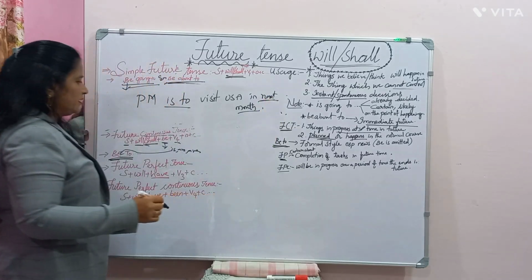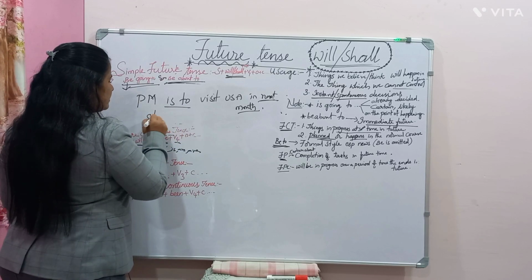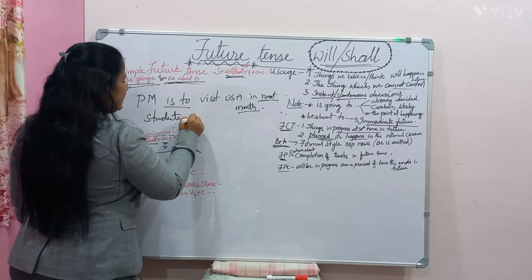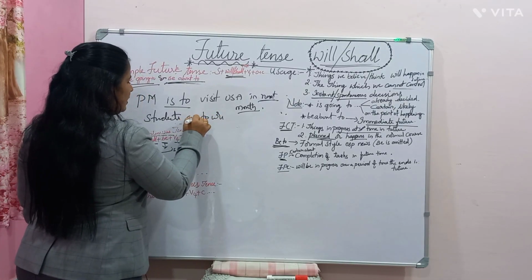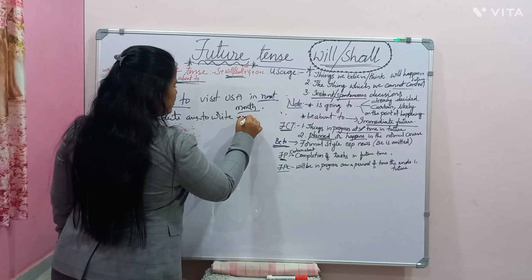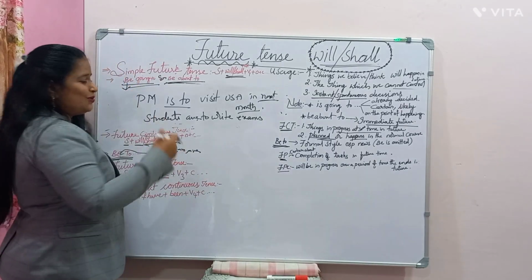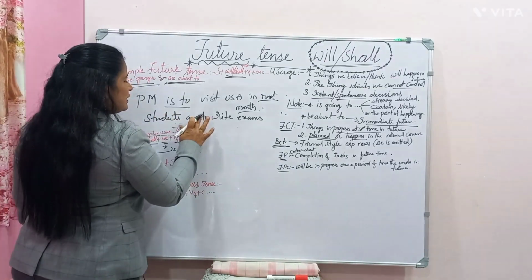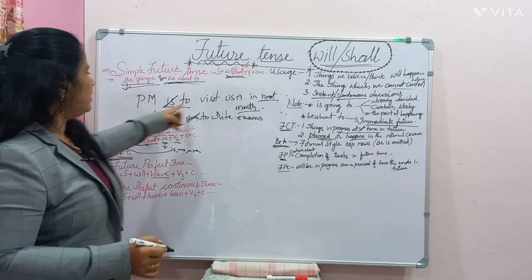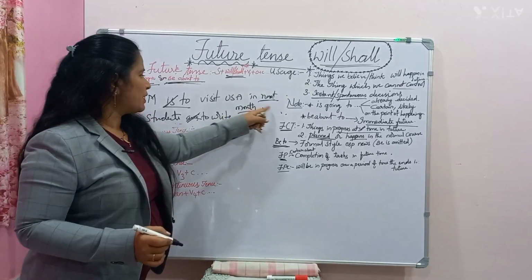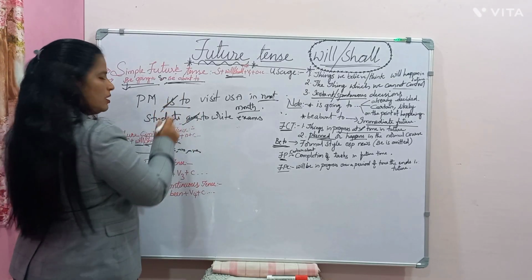So previously I said I will be staying, we will be writing, the same sentence. Let us take now students. Students are to write exams. Students are to write exams means they are going to write the exams. They will be writing exams. So we can say in this manner also. In certain newspapers, even this B form is omitted. PM to visit USA next month. Students to write exams in March. So likewise, even these B forms are omitted in future tense.